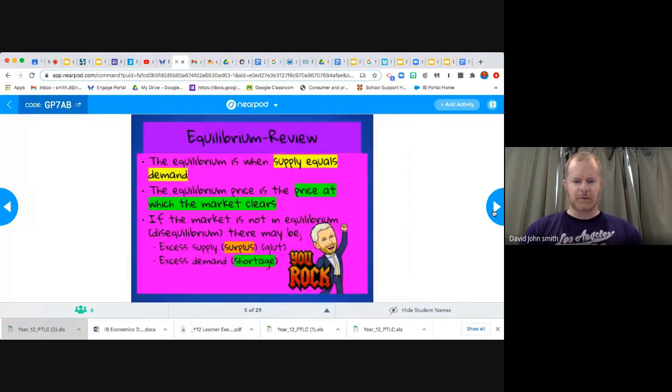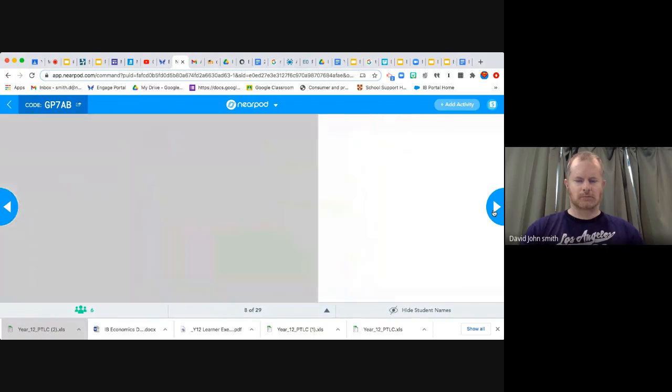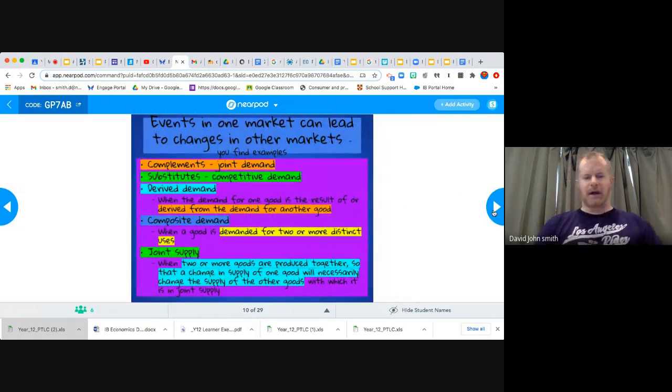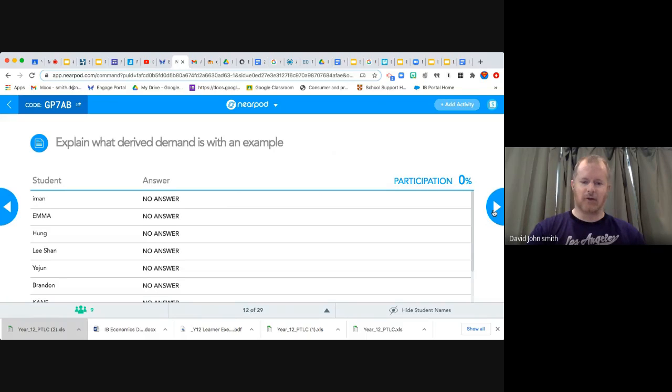Now, you will remember some of our terminology that we talked about. You will remember we talked about complements, substitutes. We talked about derived demand. We talked about composite demand. And we talked about joint supply. These were all new terms, new to add to the glossaries. All right. One that I am particularly interested in is the idea of derived demand and an example. So apologies, I'm going to get you just to review that idea. Derived demand, what derived demand is, with an example, please.